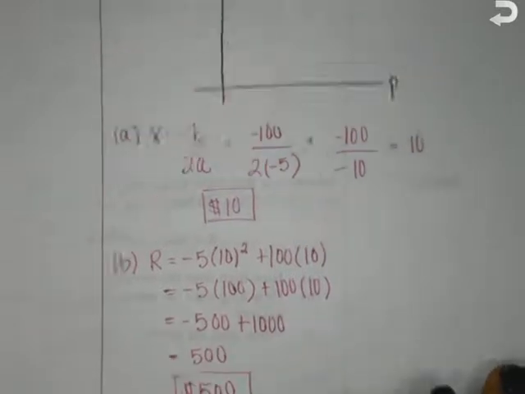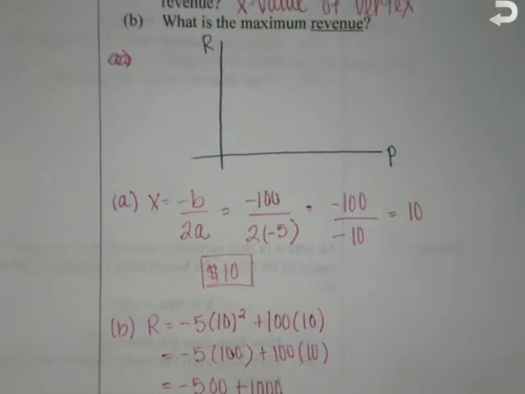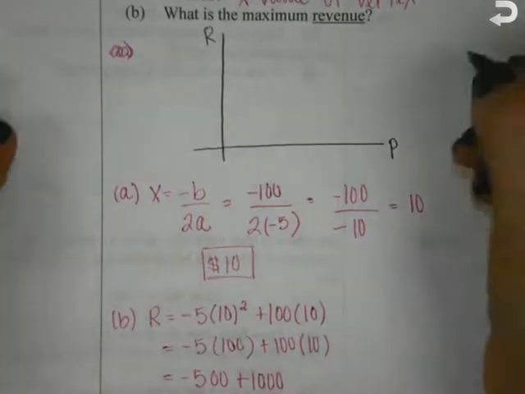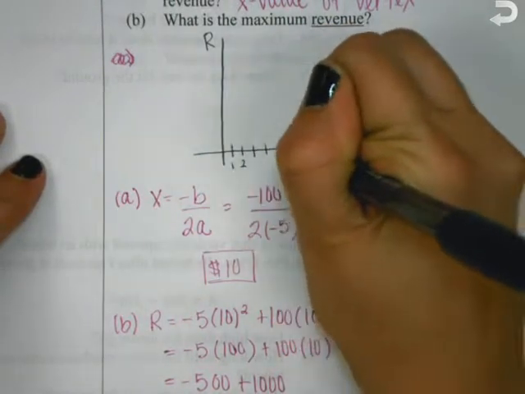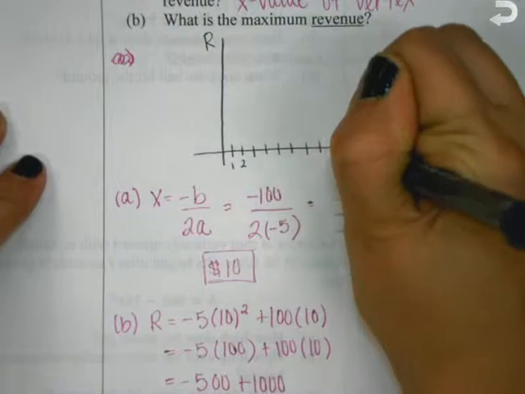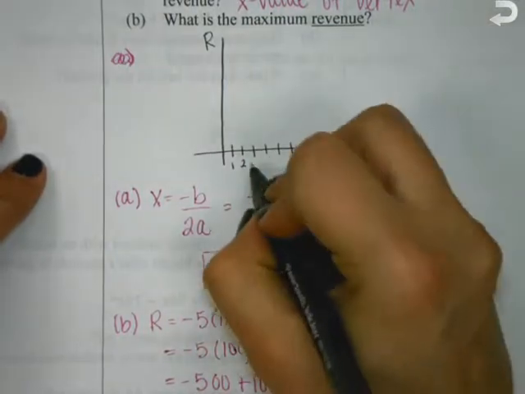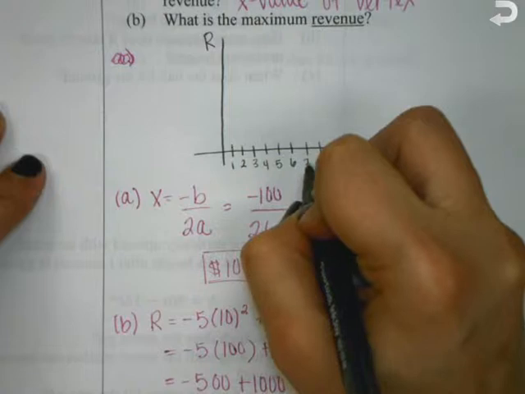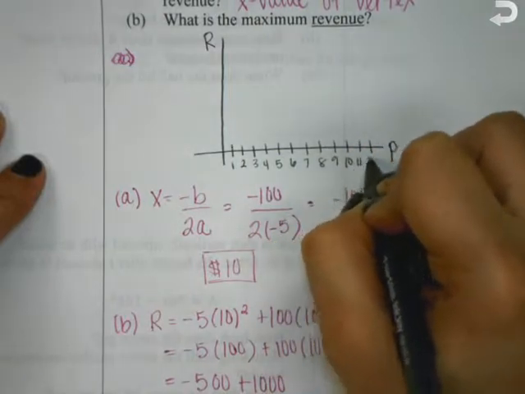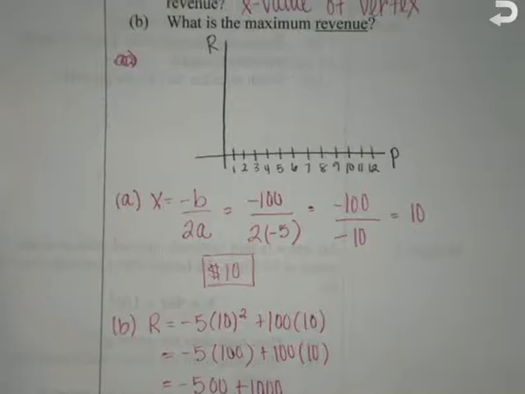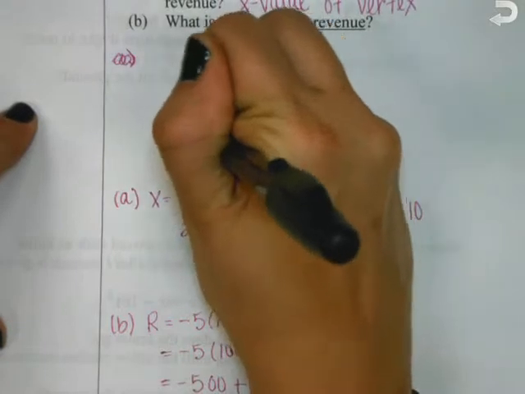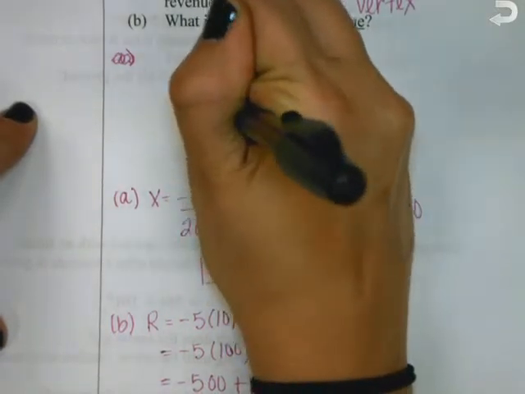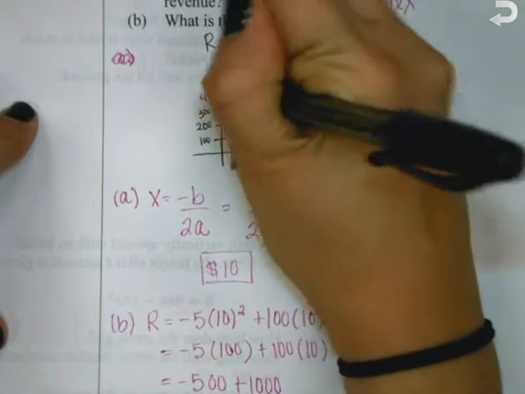So my prices, let's count by ones here. So we're going to do 1, 2, 3, 4, 5, 6, 7, 8, 9, 10. Let's go up to 12. Okay. So my price we can count by ones. Now, revenue is actually growing a lot faster, so let's count by 100. So that's going to be 100, 200, 300, 400, 500, 600. I'm going to stop at 7.